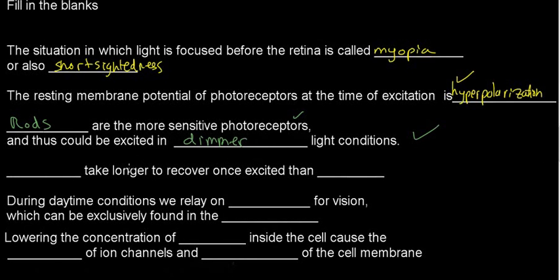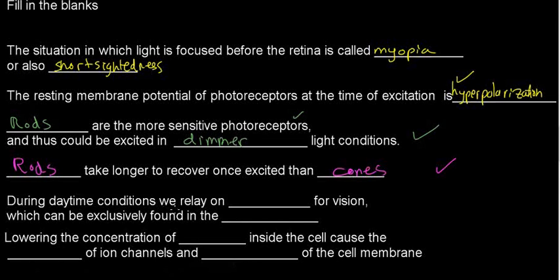Very good. So something take longer to recover once excited than something. And really, I'm going to assume that because they're talking about excitation, they're talking about some sort of photoreceptor. So we know that there are photoreceptors that take longer to recover than other photoreceptors, and the photoreceptors that take longer to recover would be the rods. And I'm just going to arbitrarily put cones on the other end and see if this makes sense. Rods take longer to recover once excited than cones. I'd agree with this. Very good. And we're just moving on.